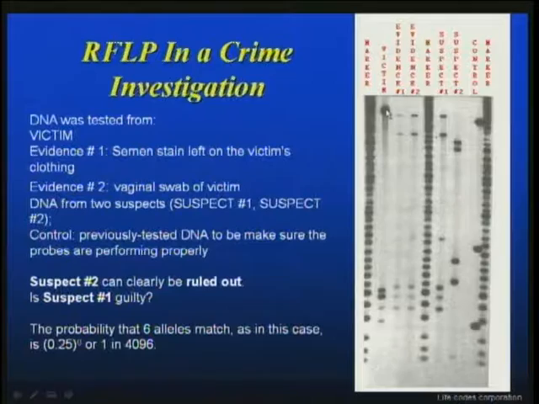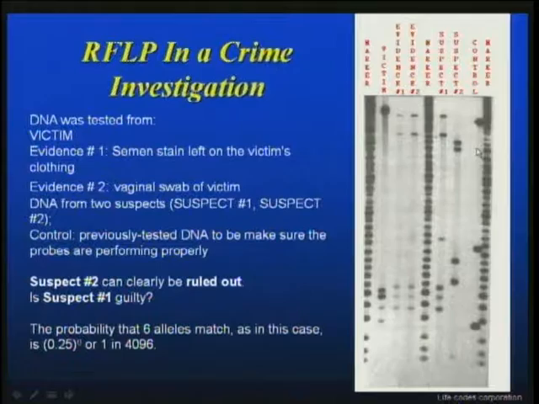Here is another instance where it was used in a crime investigation. So what you have here is chromosomal DNA from a victim that was cut with a restriction enzyme and then probed with a series of probes. There's some evidence that was collected. One was a semen stain on the victim's clothing. That was evidence one. Evidence two was a vaginal swab from the victim. And then there were 2 suspects in the case. You had suspect one, who's profiled here, and suspect two, who's profiled here. And this is just a normal control DNA to make sure that the enzyme has cut perfectly.